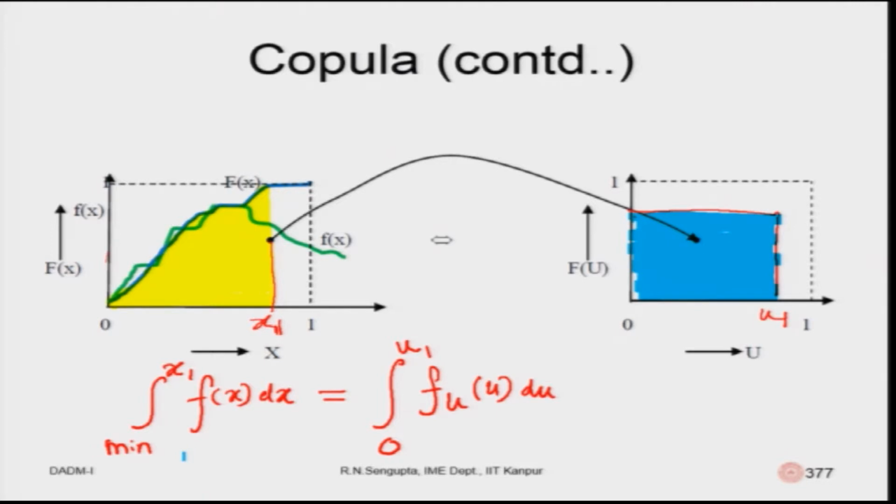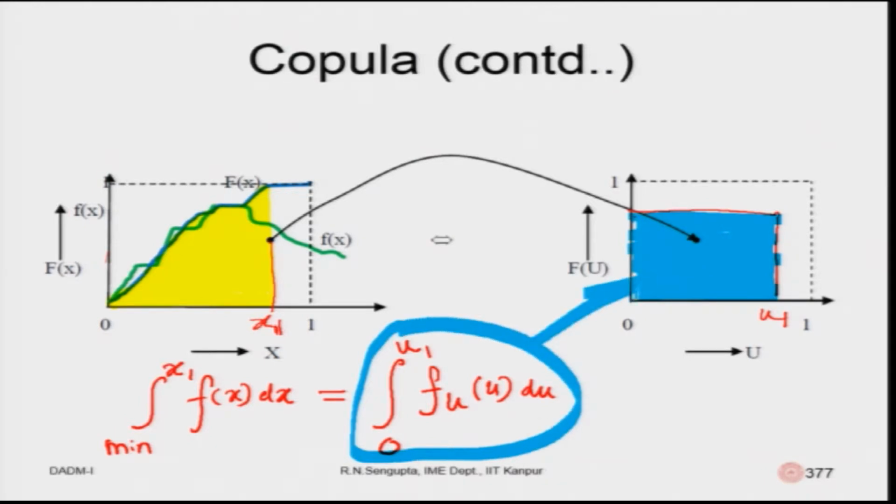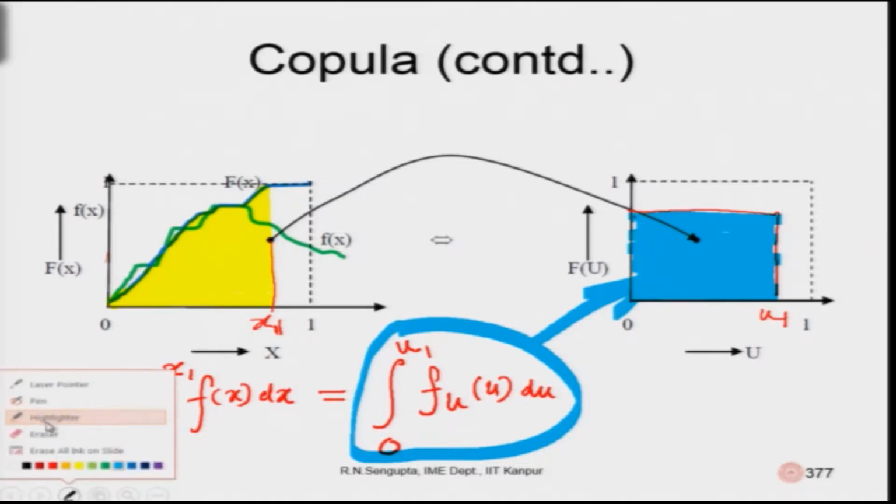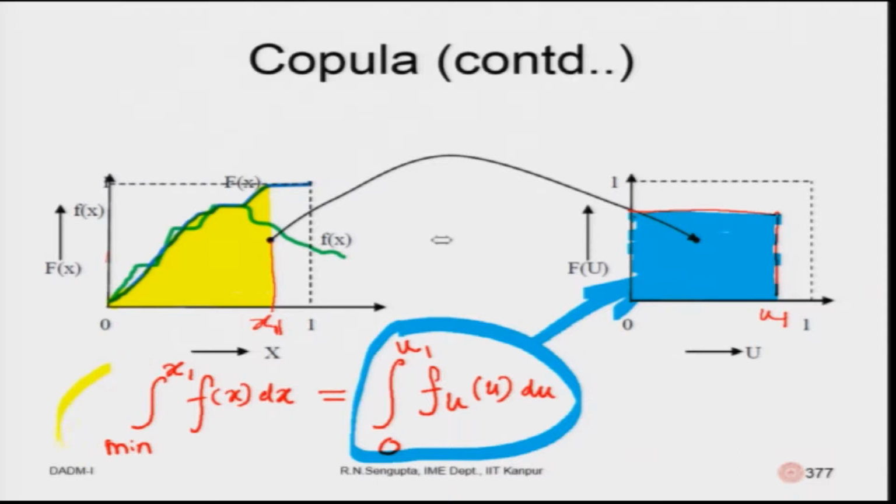Right. So, this is the blue part which is here, and this is the yellow part which is here. So, there is a 1-to-1 correspondence between the values of u1 which is here and x1 on this, the actual, for this univariate case, and you can find out the u1 and then do the calculations for the copulas accordingly.